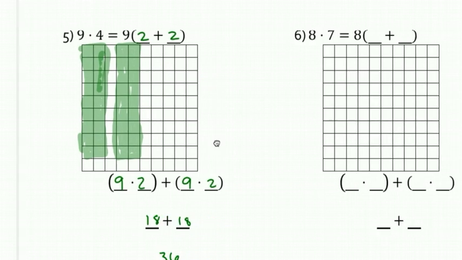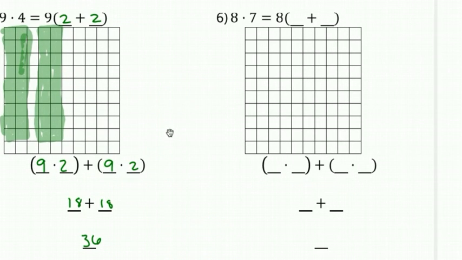Okay, number 6 is our last one before we go on to our work. I have 8 times 7. So I'm going to split up 7. We could do 1 and 6, 2 and 5, 3 and 4. I'm going to do 2 and 5. And you could do any of those that makes sense to you. But I know my times 2 and my times 5 the best. So 8 times 2 would mean I'm going to go down 8. And up.